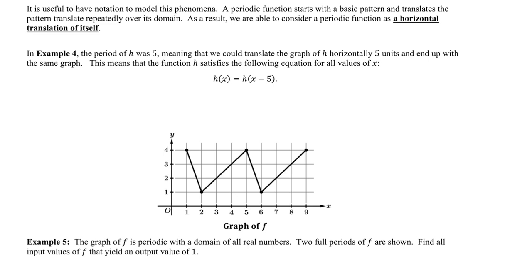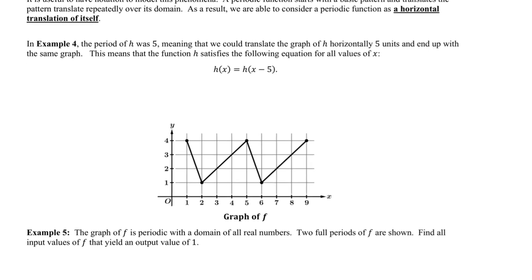So in example 4, the period of h was 5, meaning that we could translate the graph of h horizontally 5 units and end up with the same graph. So we could rewrite the function like this. Does that have to be a minus? Do we have to translate it to the right 5? Nope, that could be a plus. We could have moved it to the left 5, and we'd still be on top of each other, okay?